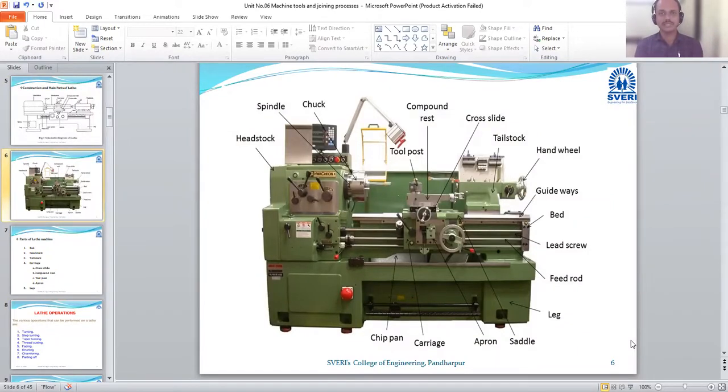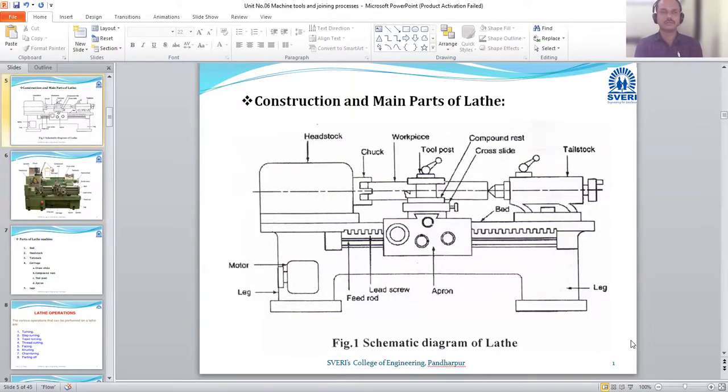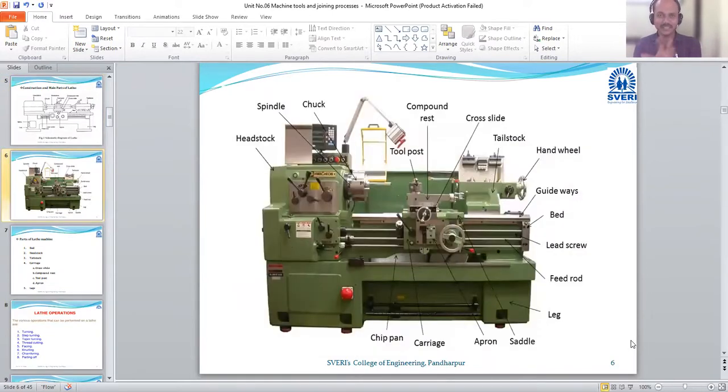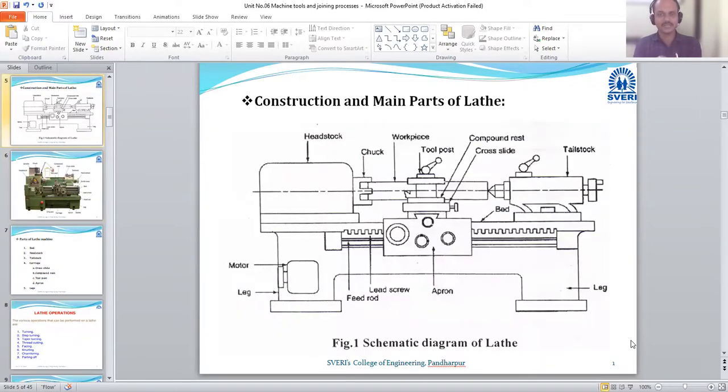Have you seen this before? No, sir. Okay. So which diagram will you prefer to draw? This one or this one? This one, sir. Okay, this one is better as compared to this one. Actually, this one is the actual image of this machine, and this one is the schematic diagram.